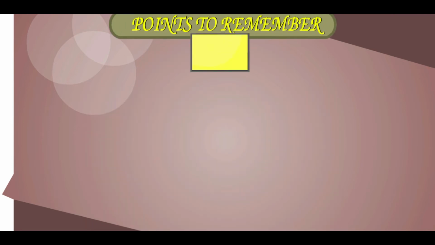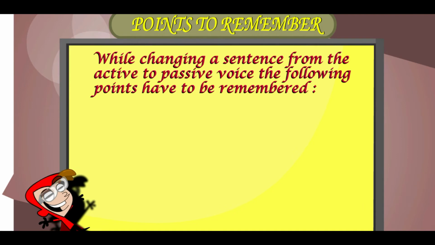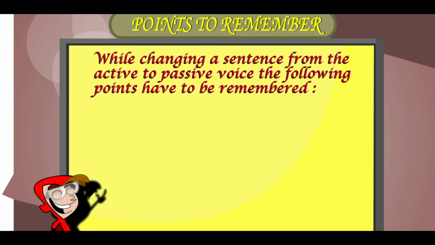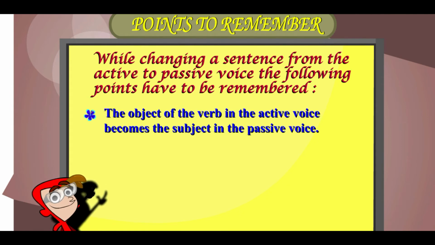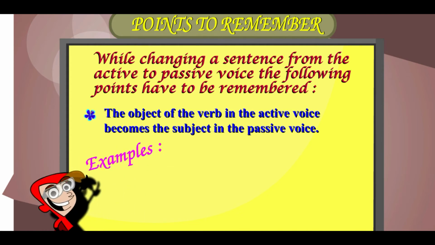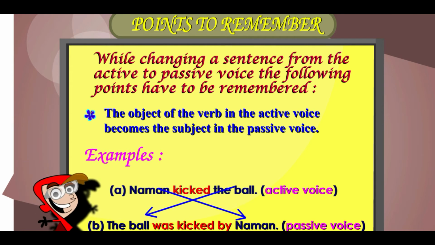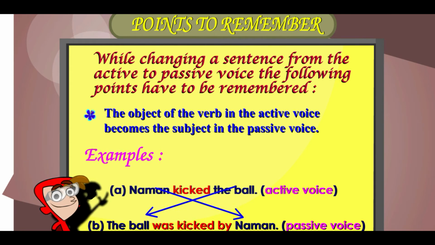Points to remember. While changing a sentence from the active to passive voice, the following points have to be remembered. The object of the verb in the active voice becomes the subject in the passive voice. Examples: Naman kicked the ball, active voice. The ball was kicked by Naman, passive voice.